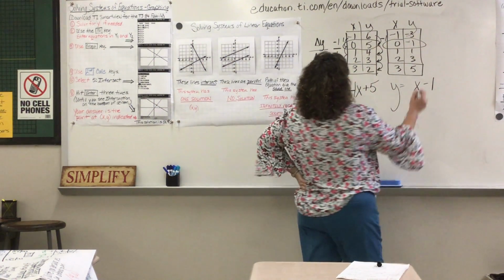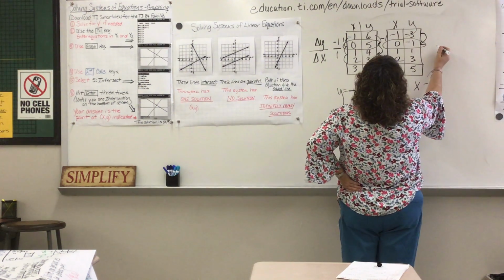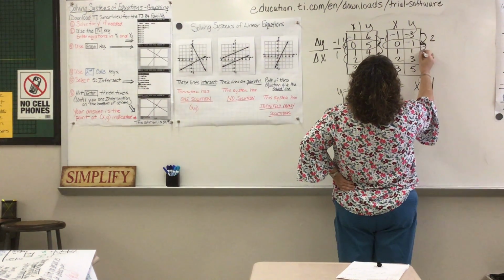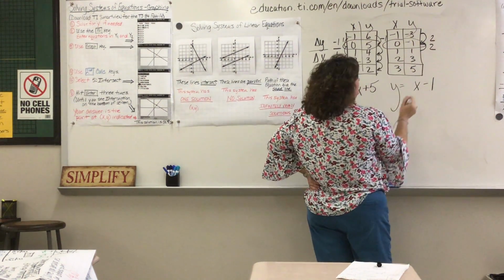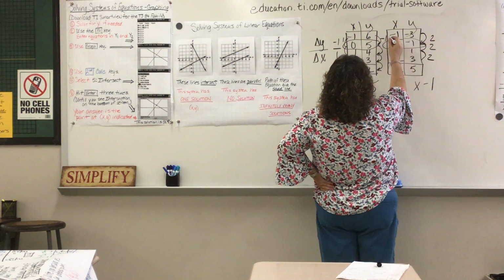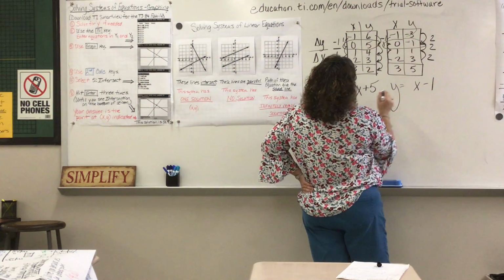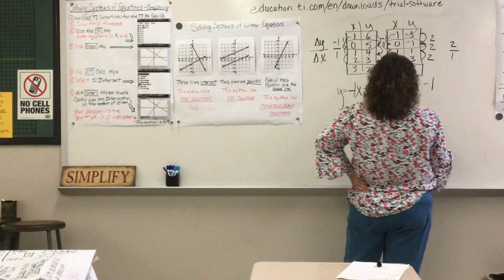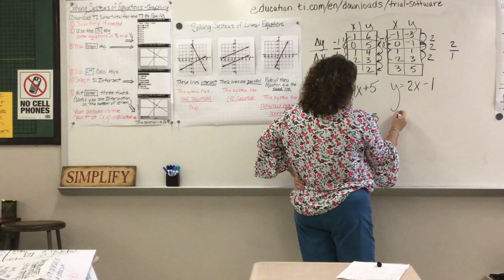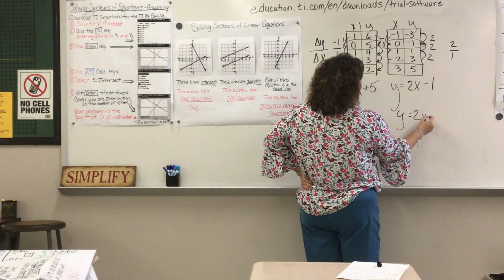On this one, let's look at this one. Negative 3 to negative 1 is 2. Negative 1 to 1 is 2. So it's looking good. It's still 2. This one, it looks like it's going up by 1 each time. So this is 2 over 1, which is 2. So my equation is y equals 2x minus 1.